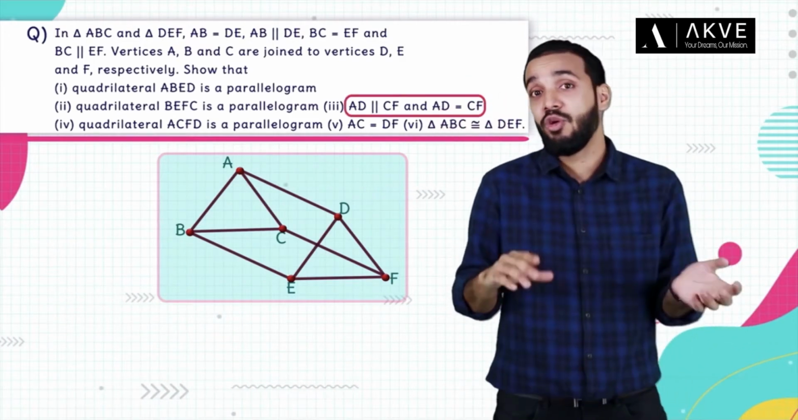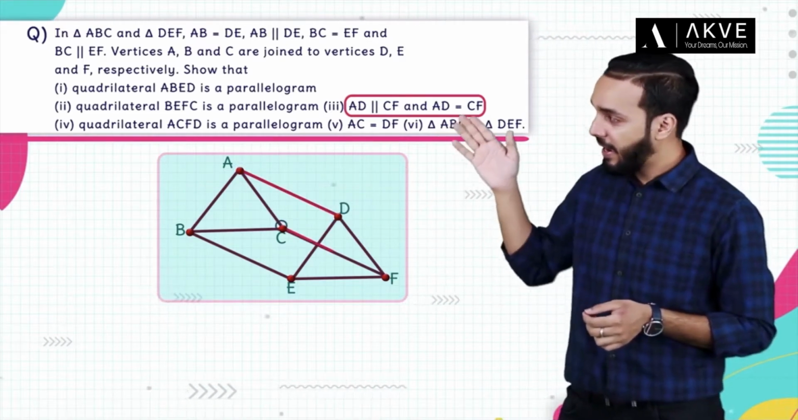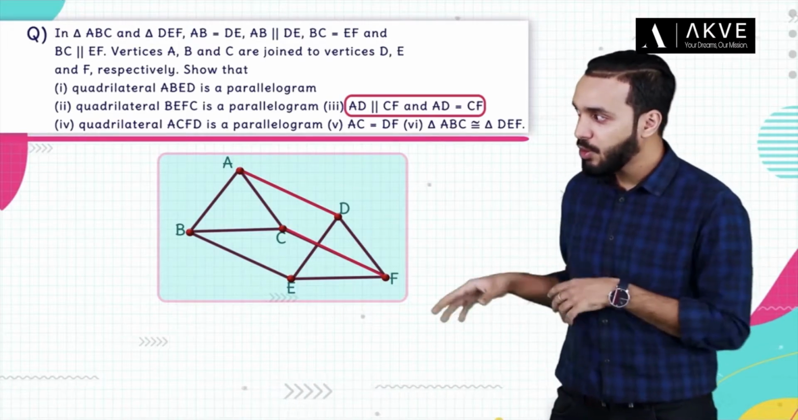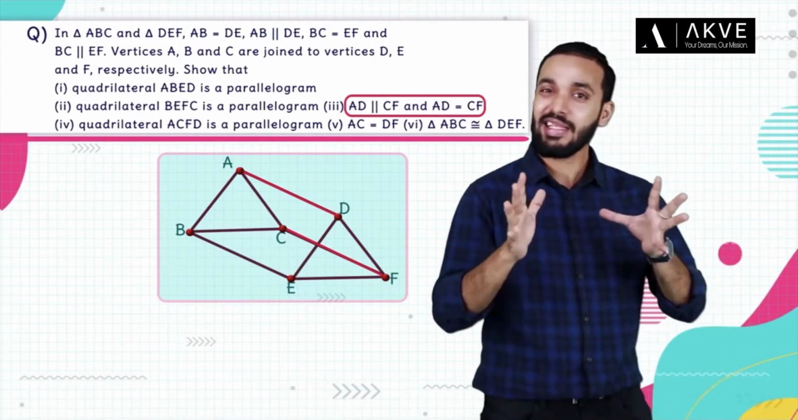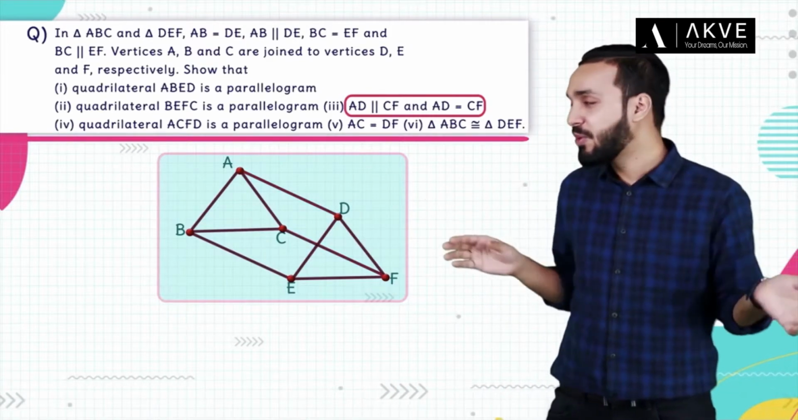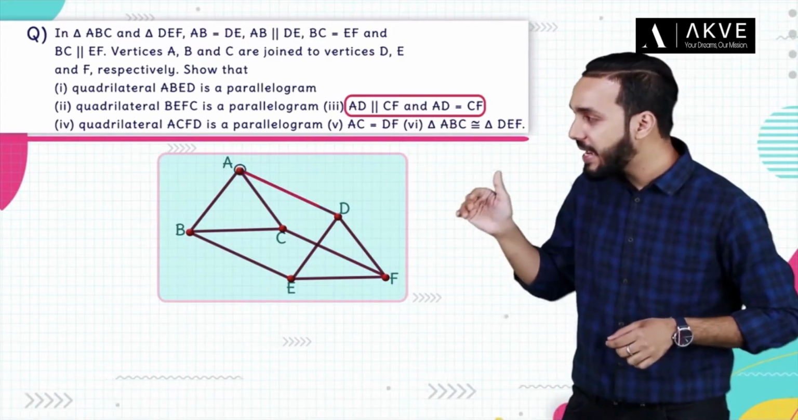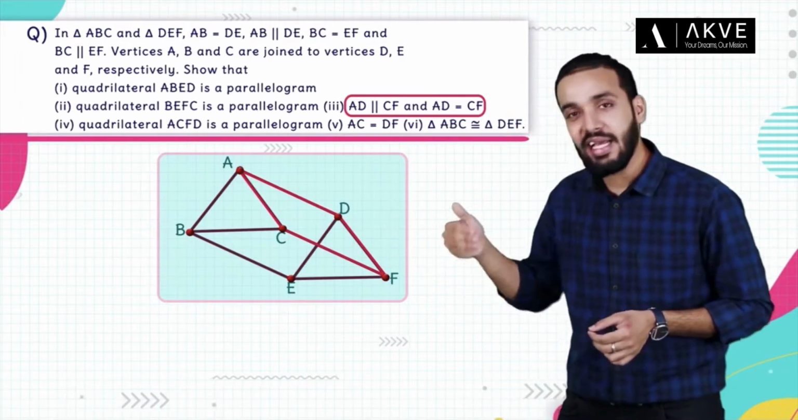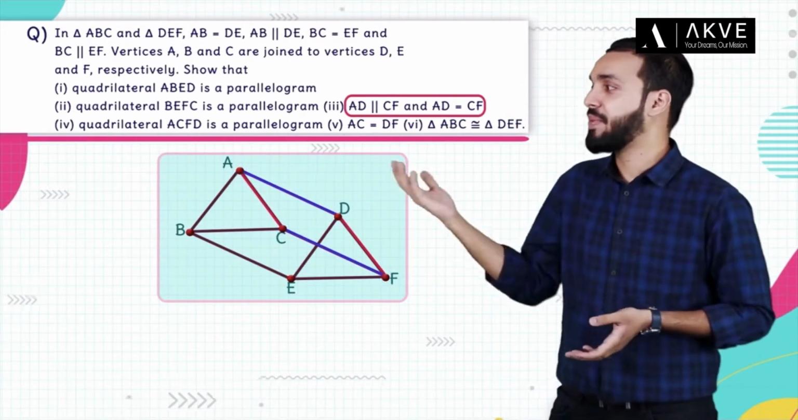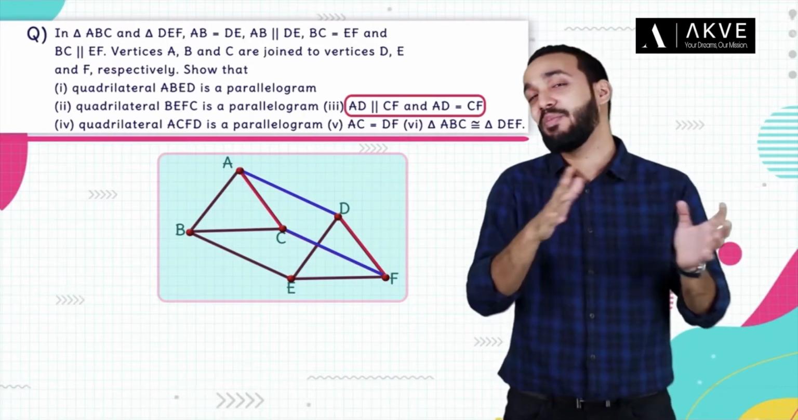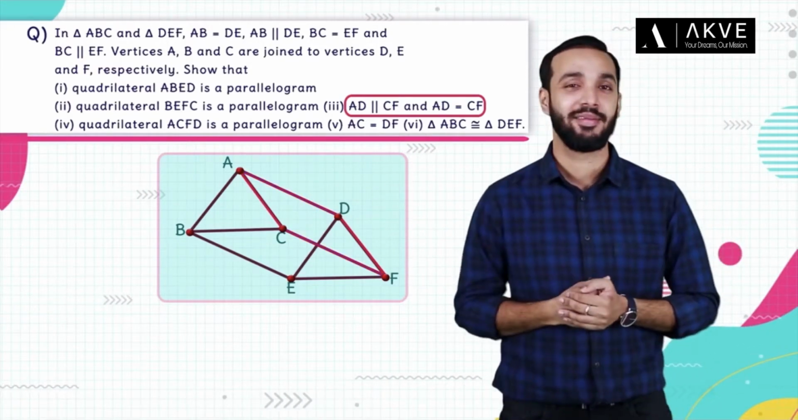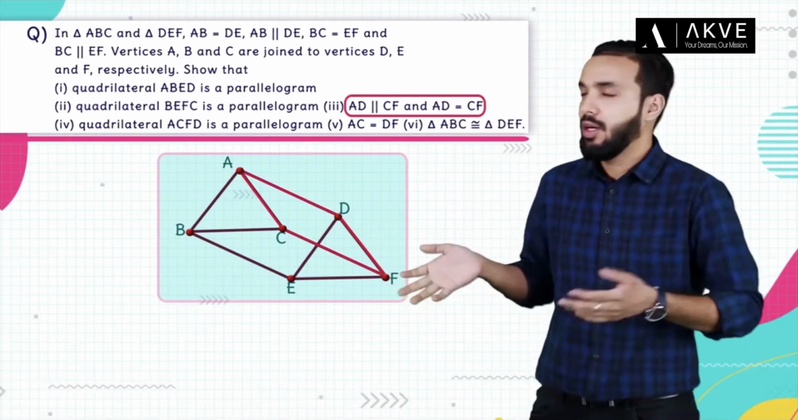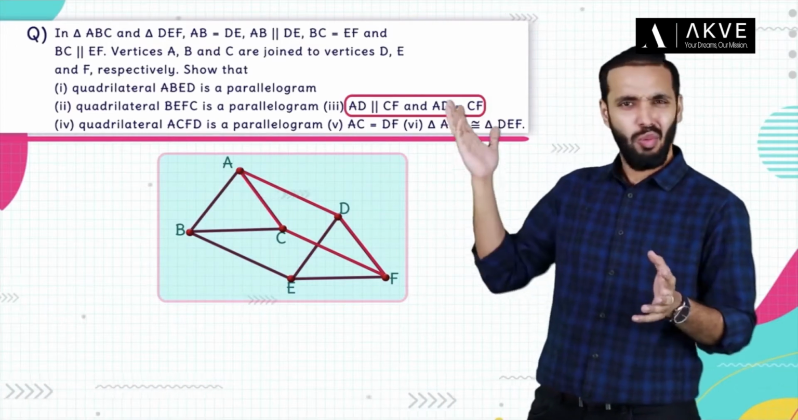It asks us to prove that sides AD and CF are equal and parallel. So, how do we go about this one? Well, it's kind of intuitive. We just have to prove that this quadrilateral ADFC is a parallelogram. Thus, AD and CF being opposite sides of a parallelogram would automatically be proved equal and parallel. And we can prove that ADFC is a parallelogram using this information. No, this information. Wait, what?